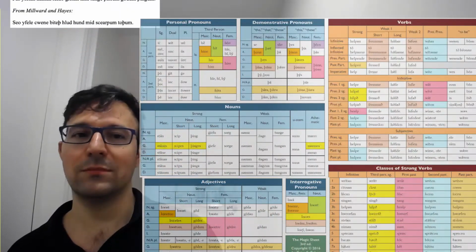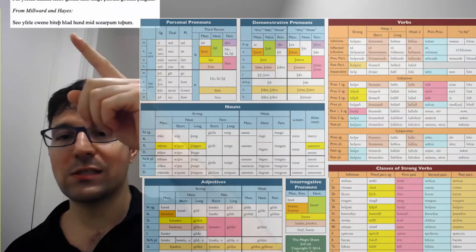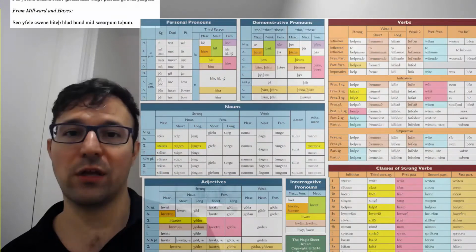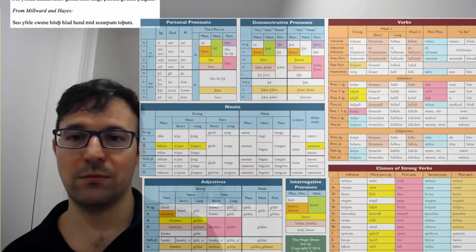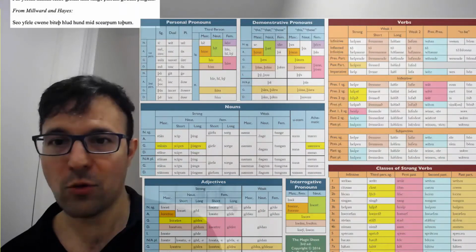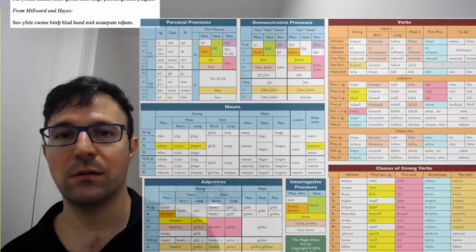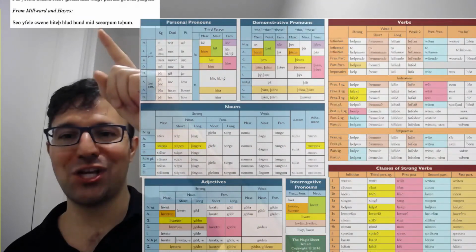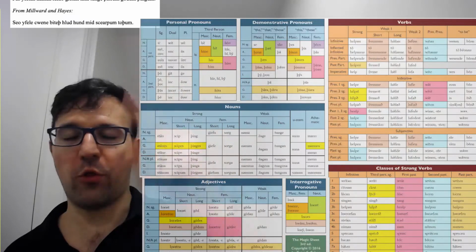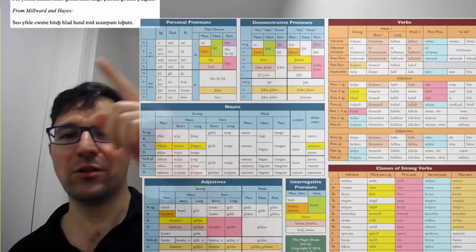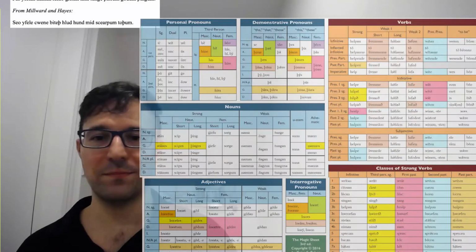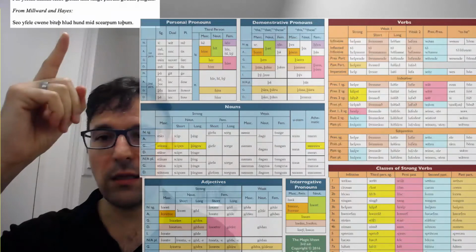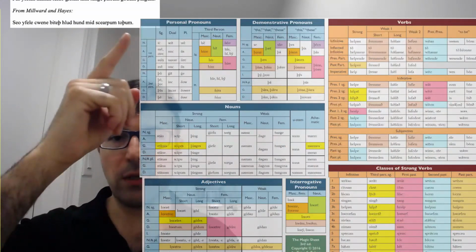Hlude. You'll learn in your Smith and Kim reading that words like this with an h in front of them in an h consonant cluster, you can just chop the h off and you get lude, loud. Hund, hound. Mid, with. Remember SCs in Old English have a sh? Scherpen, sharp. Tothum, teeth. Okay. The evil queen bites the loud hound with sharp teeth.